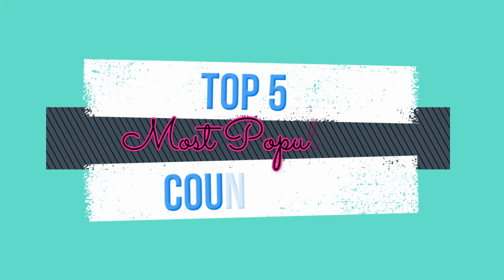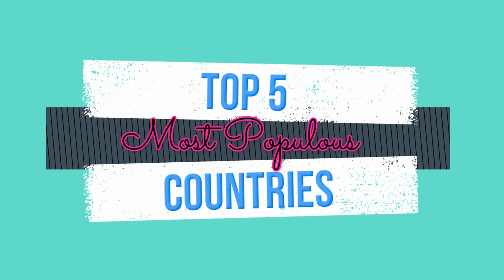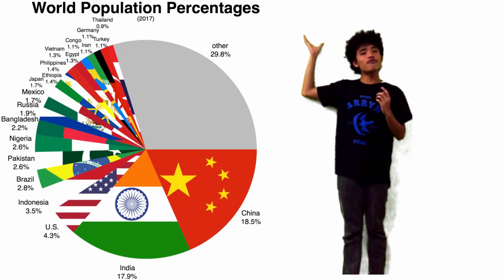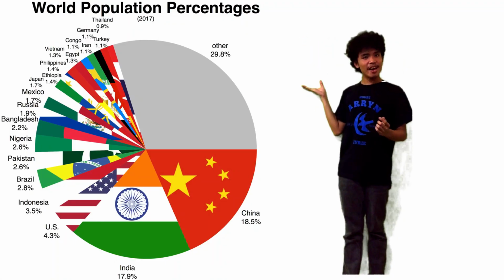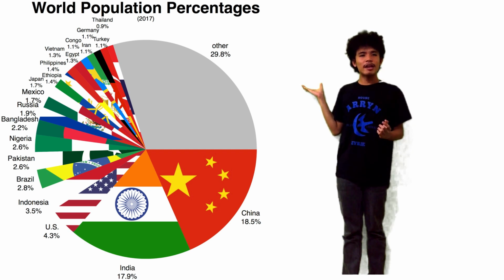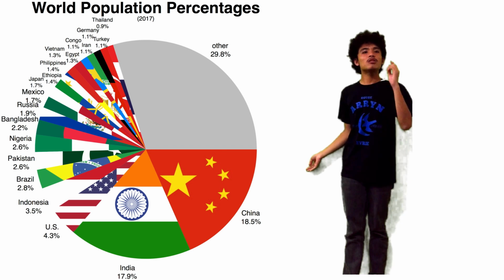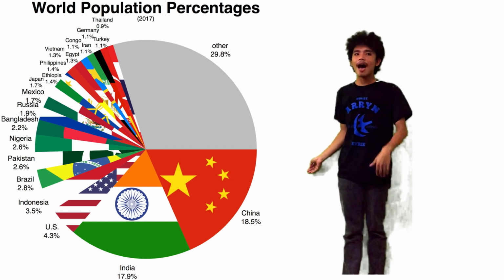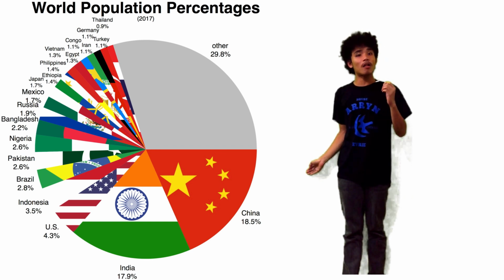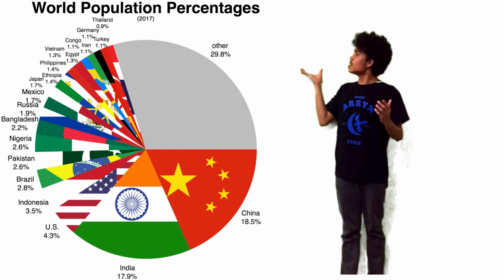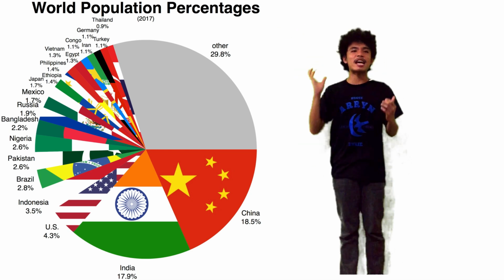Here are the top 5 countries that contribute to the world population. China at number 1 with 1.42 billion, followed by India at 1.37 billion. Next is the United States at 329 million, then Indonesia at 269 million, and at number 5, Brazil with a population of 212 million. It is expected that India will soon outrank China in the next decade.